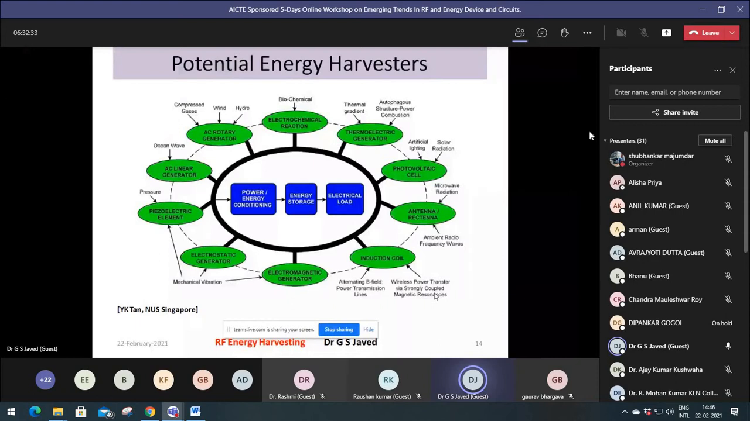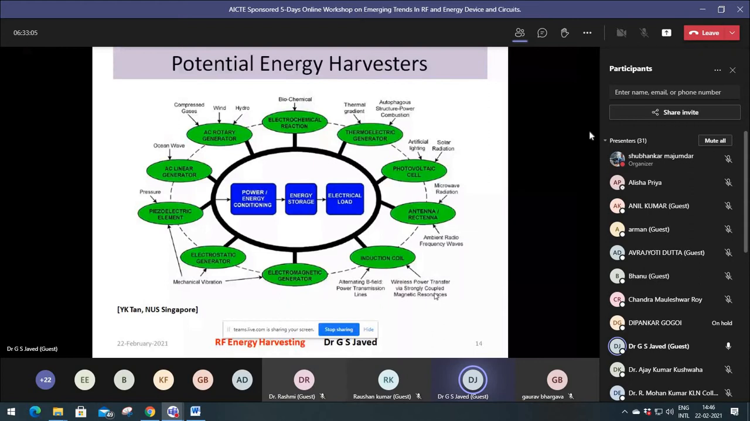Then there is an ocean wave generator, which uses an AC linear generator, and you can also use piezoelectric for pressure-based harvesting. Next there are the AC rotary generators, or your windmills, where you can use compressed gases or steam, wind and hydroelectricity. So your turbine technology is all AC rotary generator. Then there is chemical reaction, or the biochemical reaction which happens in our human body, and the biochemical reactions which happen all around the world in nature.